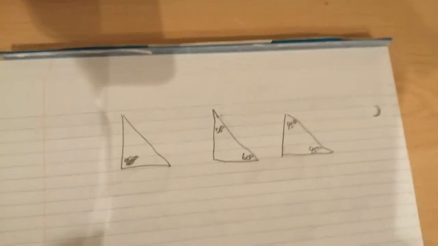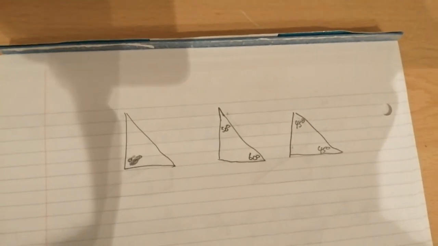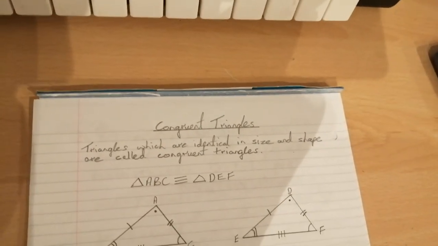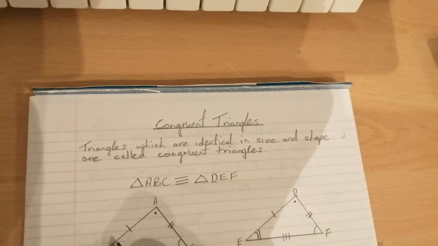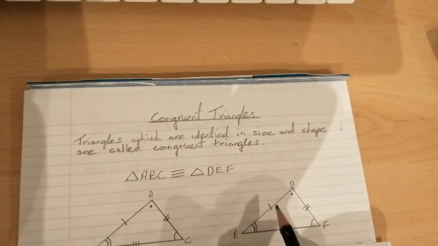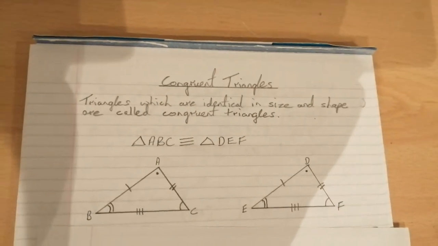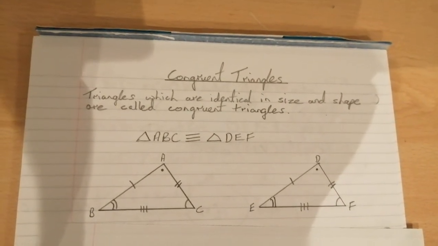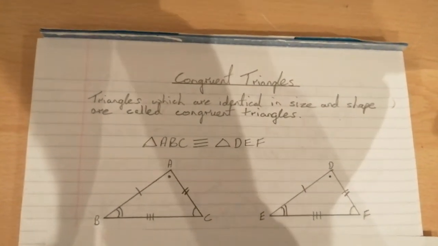So there are a number of ways that we can prove that something is a congruent triangle without having to show that every single one of these angles is the same as every single one of these angles, and every single one of these sides is equal in measure to every single one of these sides. Now I'm going to follow this up in the next video.